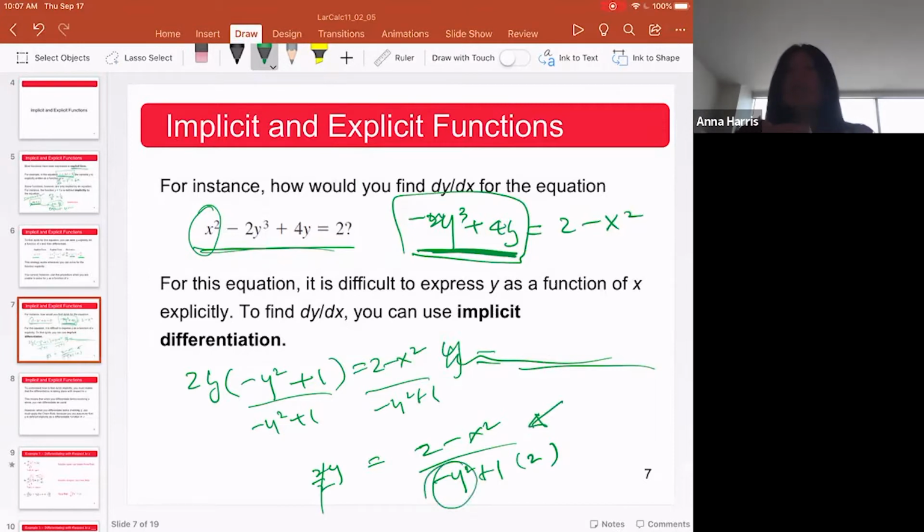Explicit form means y equals, on the left-hand side, and the right-hand side is an expression of x only. There should be no y there. But I cannot make it that way, so explicit differentiation is not possible in this case. That is why we need to learn implicit differentiation, because in this case implicit differentiation is a better choice.